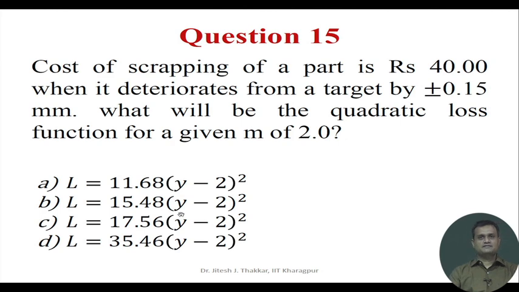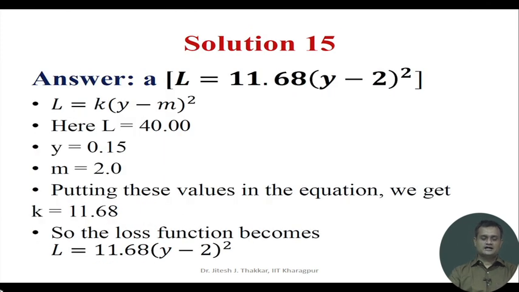Last question of this assignment, question 15. The cost of scrapping a part is rupees 40 when it deviates from the target by plus or minus 0.15 mm. What will be the quadratic loss function for a given m of 2? A. L = 11.68 (y - 2)^2, B. L = 15.48 (y - 2)^2, and so on. The correct answer is A, L = 11.68 (y - 2)^2, because the basic formula is L = k(y - m)^2. L is equal to 40, y is equal to 0.15, m is equal to 2. So k comes out to be 11.68.